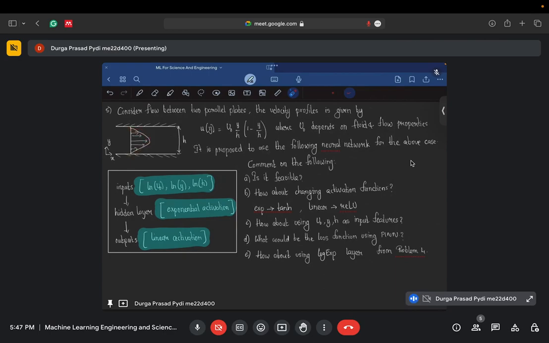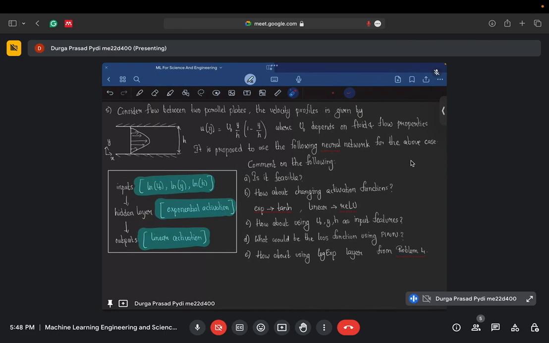The equation is already provided here. U naught is something that will depend on your fluid properties, pressure gradient and other stuff. We do not go into what exactly it is, but it is sufficient if you understand that U follows this particular relation. I want to model this using a neural network. Like I said, instead of using the normal features, I want to use these new inputs, ln of U naught, ln of y, and ln of h as my input features. And I want to use a hidden layer with, say, exponential activation. Instead of sigmoid, tanh, whatever we are using, I want to use an exponential activation.